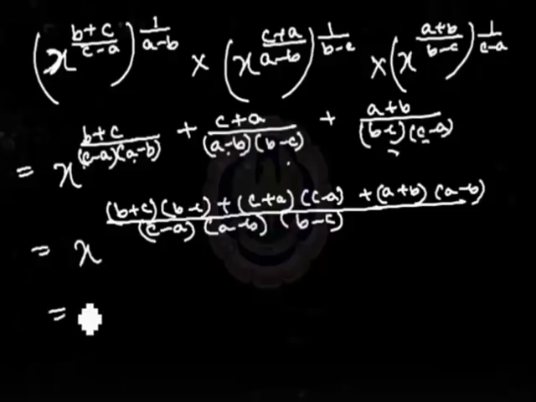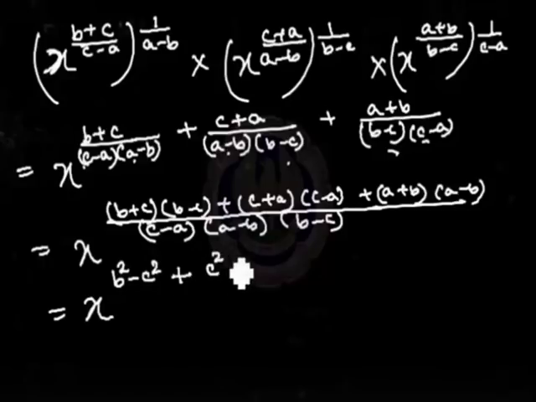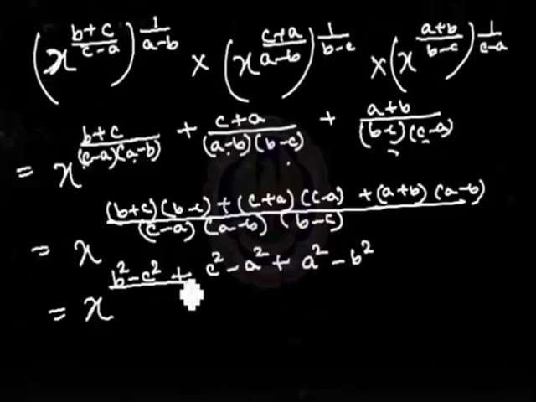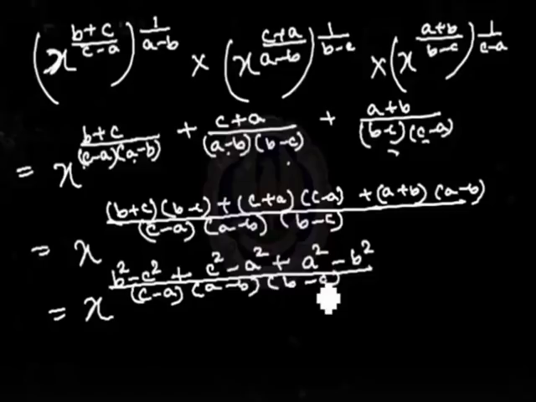Now, I hope you are very well aware now of all algebraic formulas. So (b+c)(b-c) is equal to b square minus c square. So this can be written as b square minus c square. (c+a)(c-a) can be written as c square minus a square. (a+b)(a-b) can be written as a square minus b square, divided by (c-a)(a-b)(b-c).